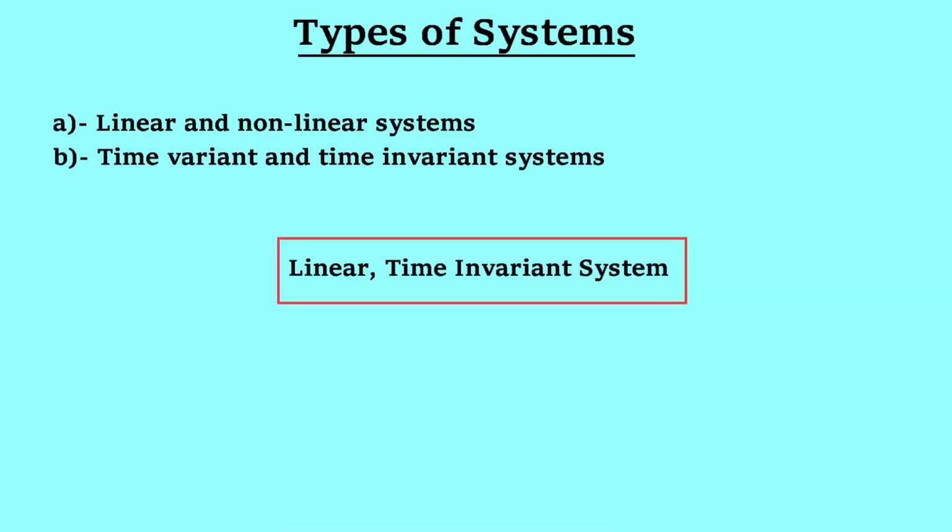We have seen two categories of systems: linear and nonlinear systems, and time invariant and time variant systems. In the majority of cases, we are going to deal with linear time invariant systems unless and until it is provided in the question itself that the system is not linear time invariant. You have to keep assuming the provided system is a linear time invariant system.